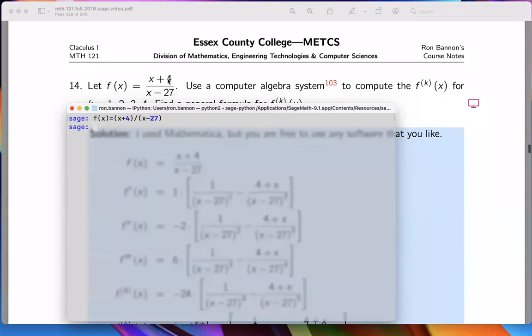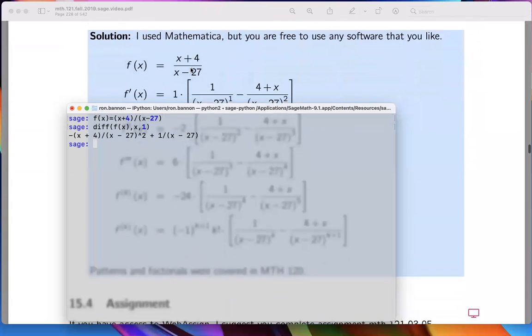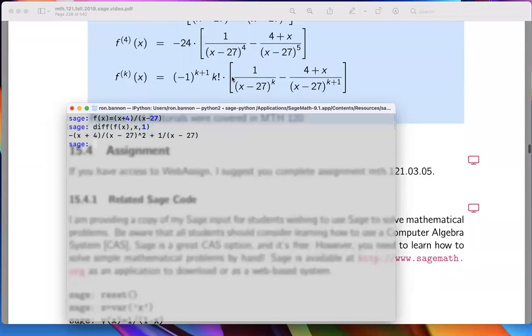So what I want to do is start looking at derivatives. And I think I remember. So differentiate f of x, comma x, and I want the first derivative. All right. So I'm seeing this over here. Let me see if I got the right one there. Well, I'm really not seeing this one, am I? It is really tough looking, isn't it?